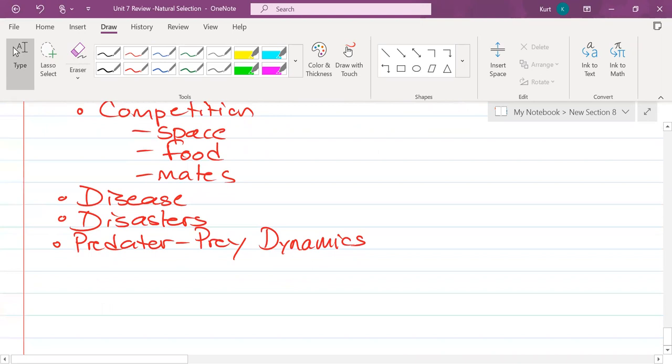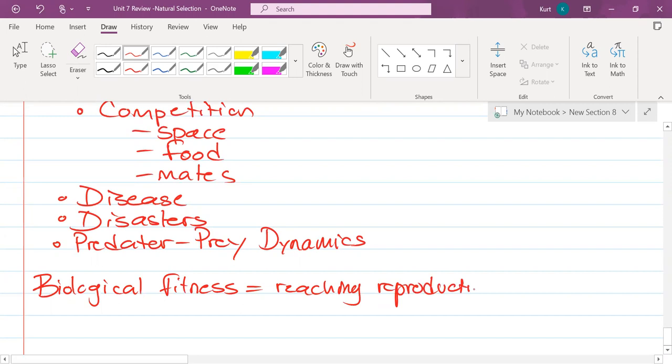Here's another term, biological fitness. See if you guys can finish my sentence. It's reaching reproductive age and doing what? And reproducing. Reaching reproductive age and reproducing. Producing fertile offspring.